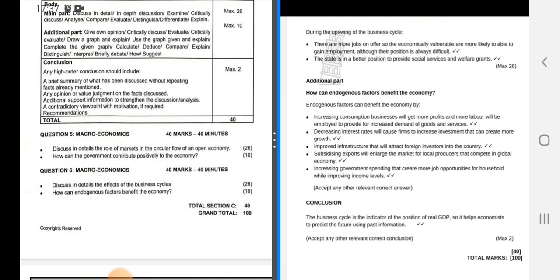We have 2 questions in section C. You answer 1 for 40 marks. 2 questions in section B. You answer 1 for 40 marks. And then question 1 is 20. 40 plus 40 is 80 plus 20 is 100.